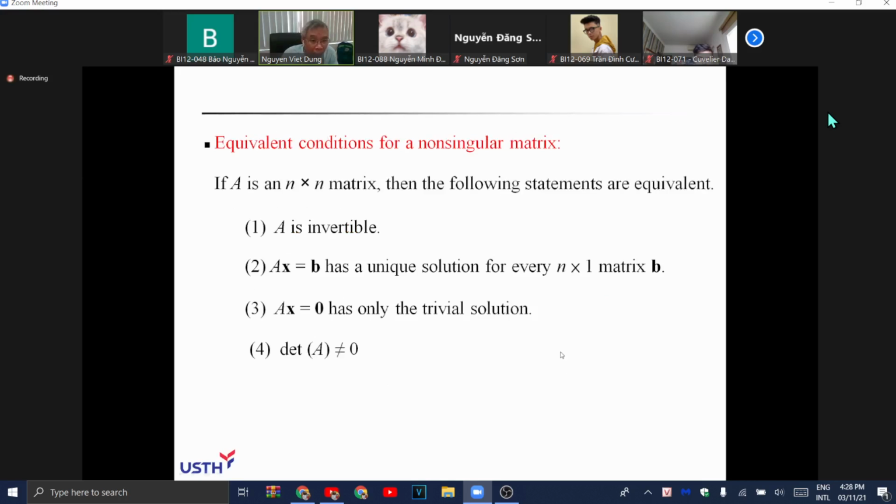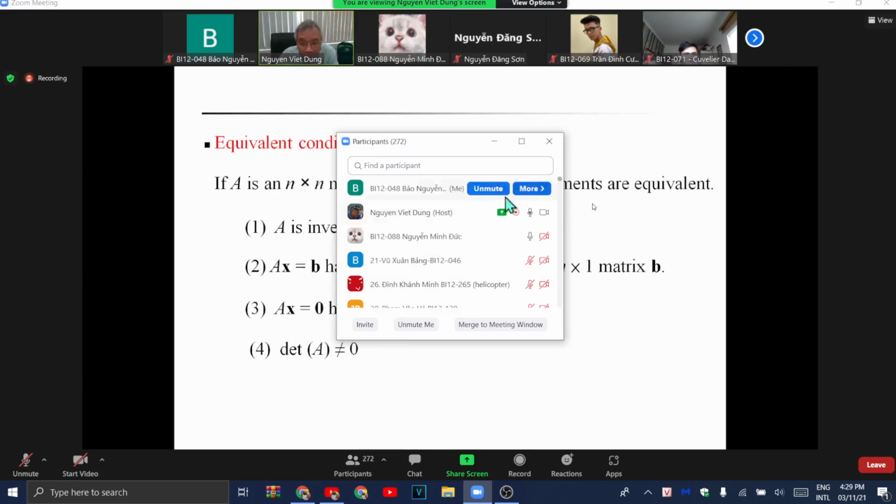Now I summarize those things. We have some equivalent conditions for a non-singular matrix. Non-singular means invertible. Let A be a square matrix of order n. Then we can make the following claim.